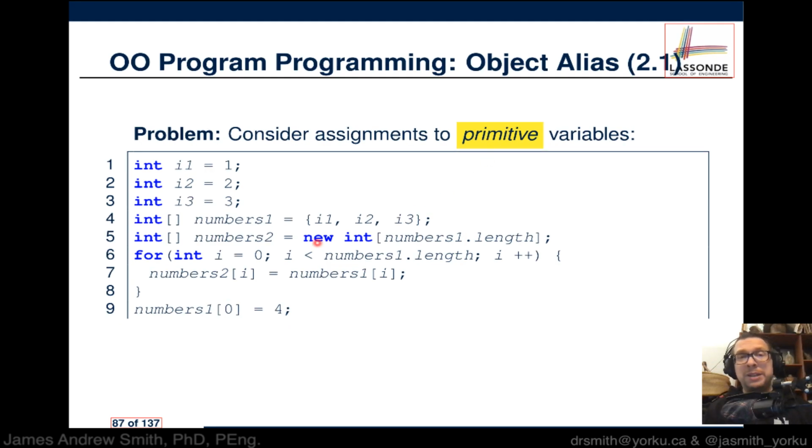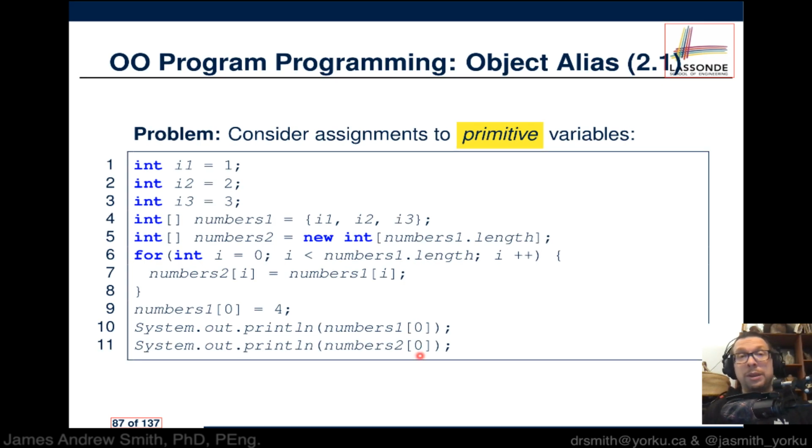And then basically at that point, just before I do line 9, numbers1 and numbers2 will each be 1, 2, and 3. Okay, that's 1, that's 2, and that's 3. Then I say, take the 0th element, so this one right here, and set it to 4. Then I print out numbers1 at position 0, and that should print out the value 4. Then I print out numbers2 at position 0, and that should be 1.